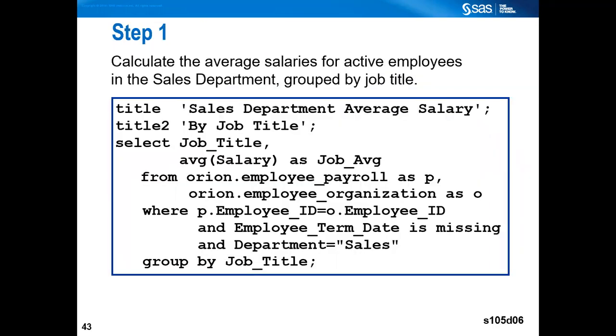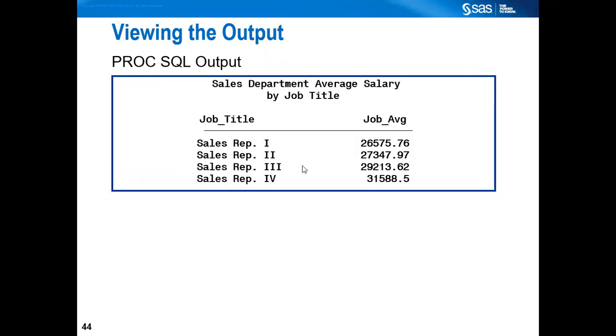So step one, what we have to do is calculate the average salaries for active employees in the sales department grouped by job title. So let's use the payroll organization table. You're joining on employee ID and you're selecting those employees who have not left the job, so their term date is missing and department is sales. Columns you are querying: job title, average salary, and you're grouping by job title. So you get all those people who have not left the company, with their average salaries calculated. So this is what you get: the job titles.